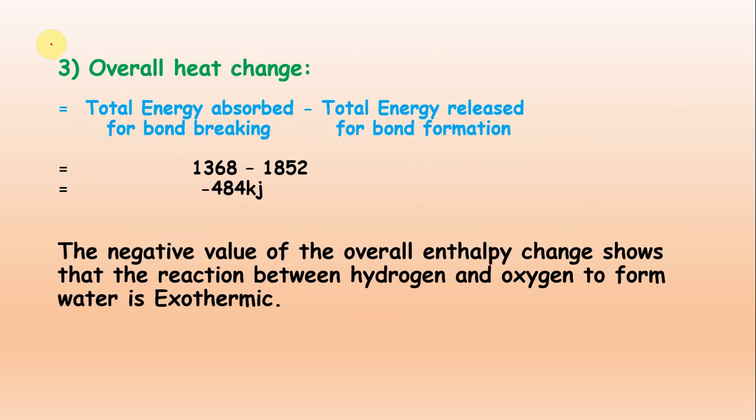Now you have to put these two values into the last step, the overall heat change. Delta H will be equal to energy absorbed in bond breaking, that is 1368, minus energy released in bond formation, that is 1852. So the answer will be minus 484 kilojoules. If the answer is negative, then definitely the overall reaction will be exothermic.